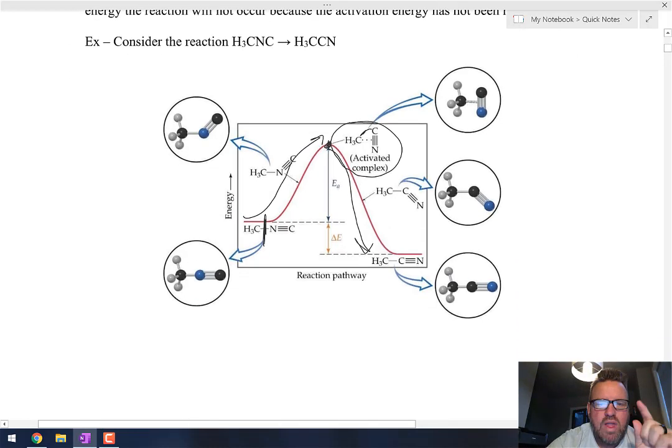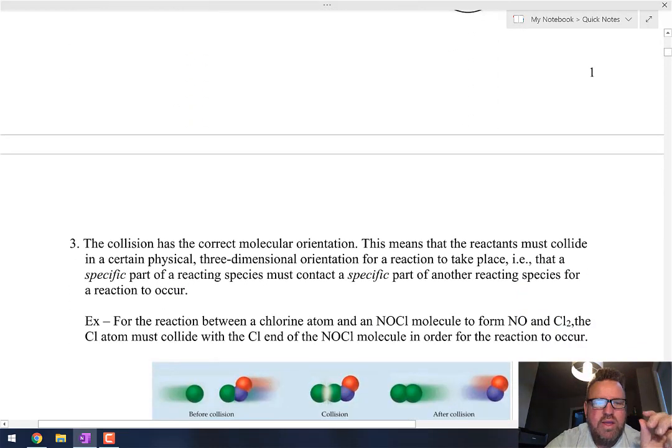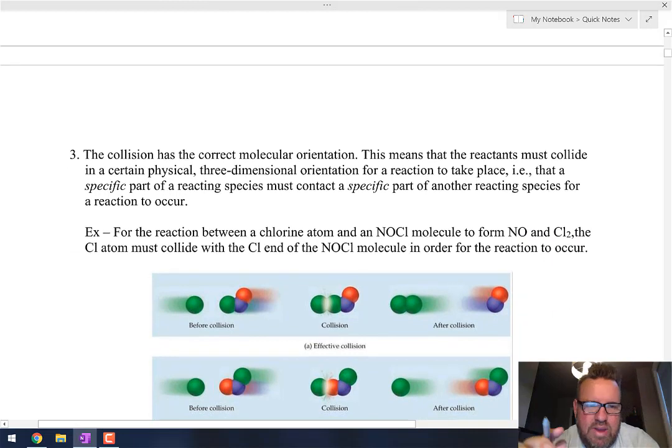Okay? And now the third one, and this is again kind of nitpicky, but this is the important one, is they have to hit each other, and they have to hit each other in the right way. They have to have the correct orientation. That means that if they don't hit each other the right way, then the reaction's not going to happen. They have to hit the specific part of that molecule in order for that reaction to happen.